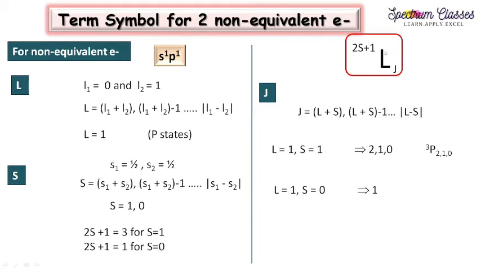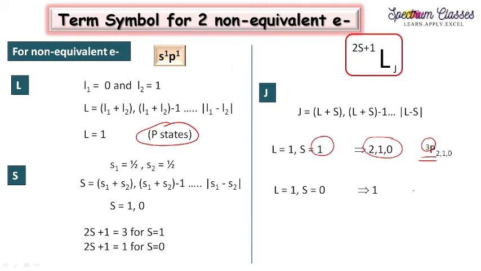So here, first write the state. So state is P. Here, I have written this. So here, P is the state. So I have written over here. 3 is the multiplicity corresponding to this S equal to 1. So 2S plus 1 is 3. And according to this L and S, we are getting three values 2, 1, 0.